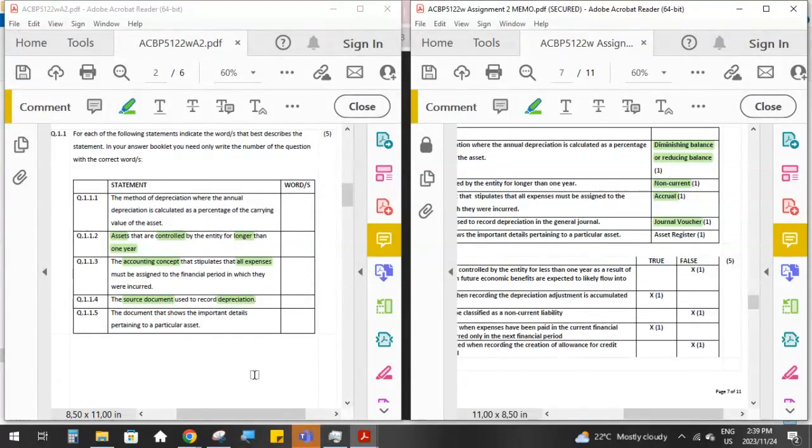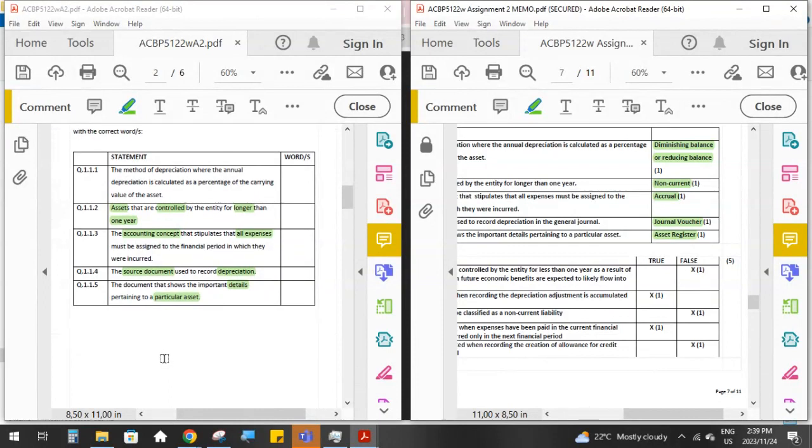And that's why we use a journal voucher for everything that we record in the general journal. Then the last one, the document that shows the important details regarding a particular asset. All the particular details for an asset are recorded in the asset register. So all of that was in your textbook. They were all part of your learning objectives, so you shouldn't have had trouble finding those at all in your textbooks.